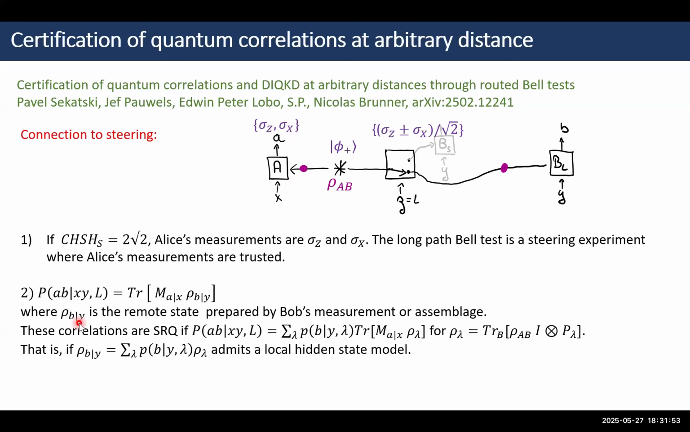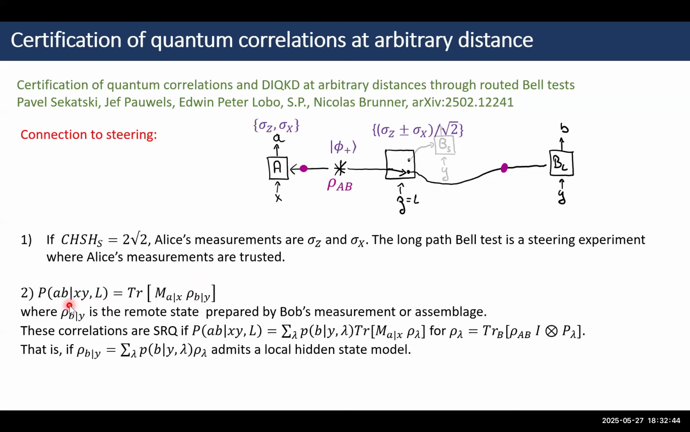The second thing is that if I look at the correlation in the long path, I can write it using the Born rule in this way. So it's a trace of what? The measurement operator on Alice's side times some state, but this state now is the reduced state obtained from rho AB when I have done the measurement on the faraway Bob. Okay, so when Bob does a measurement on his device, he is actually remotely preparing some state for Alice. And I call this state rho B given Y because it depends both on the measurement he does and on the outcome. So in the context of steering, this is called an assemblage.